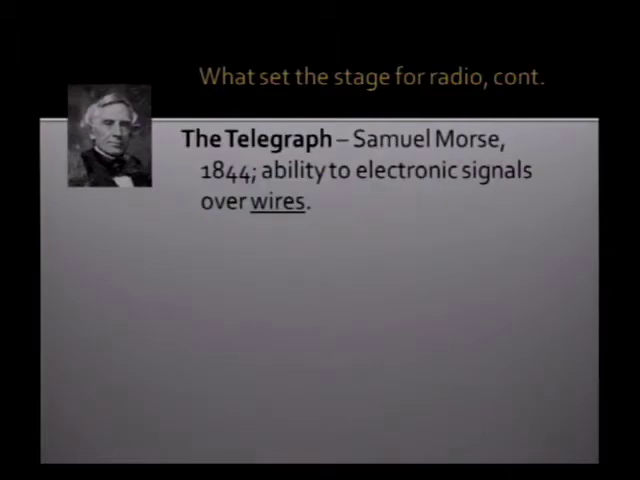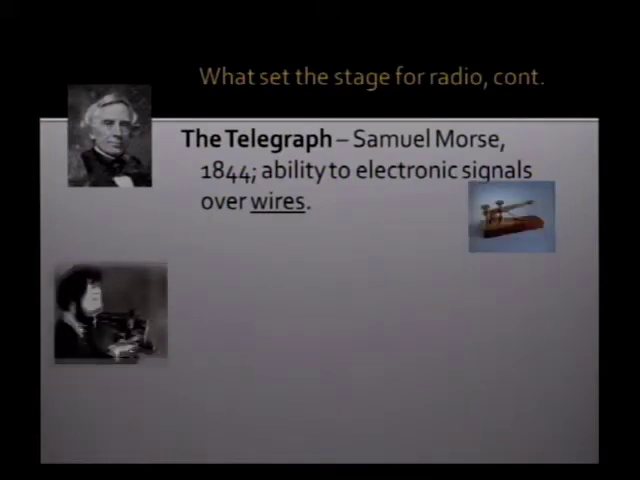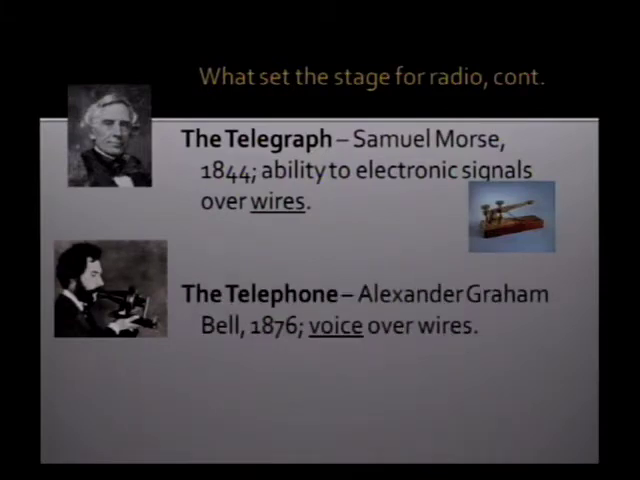What else set the stage for radio? Well, the invention of the telegraph, again, 1800s invention. In 1844, Samuel Morse found a way to send electronic signals by way of wire. This invention, as well as the telephone, invented by Alexander Graham Bell in 1876, sent voice information over wires.